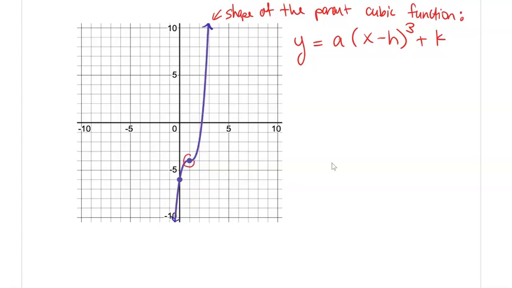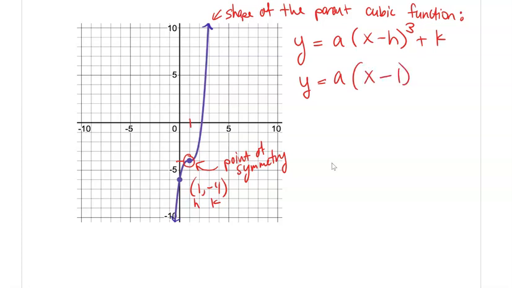We can also look at the graph and notice the point of symmetry, which is going to tell you the coordinates for your h and k. So I have an h coordinate of 1 and a k coordinate of -4. So that's h and that's k. So really what I know is y equals a times x minus 1 cubed, and then -4. I'm 2/3 of the way done with my equation. I just need to solve for a.